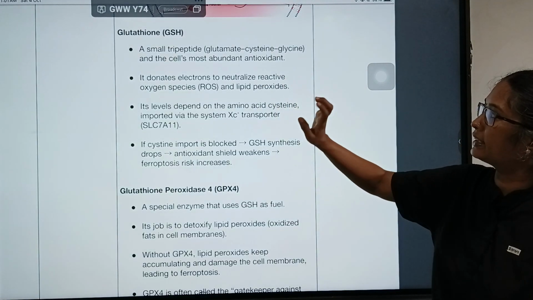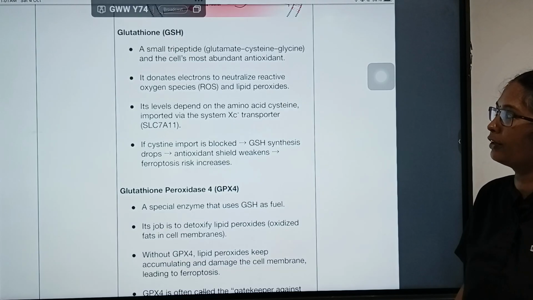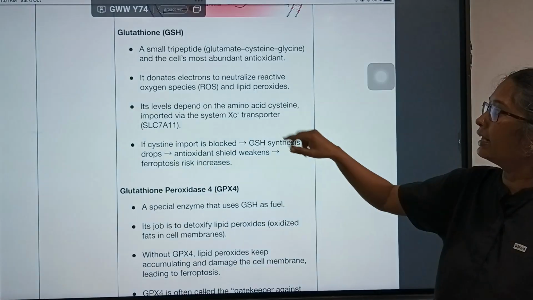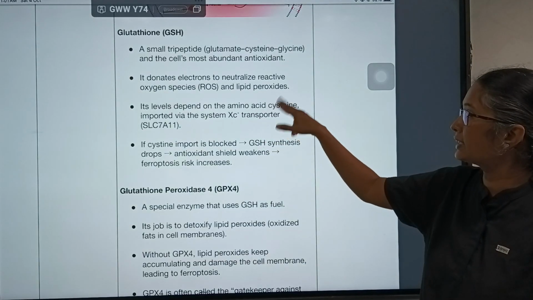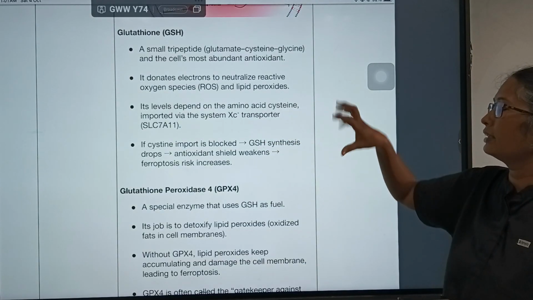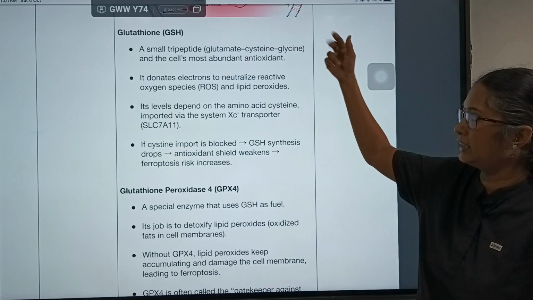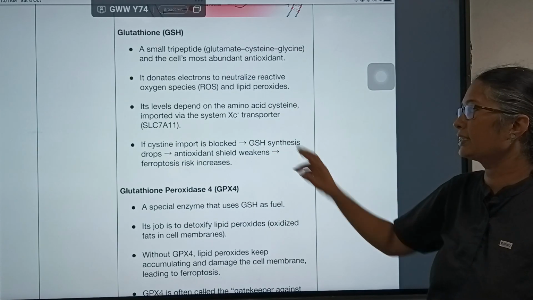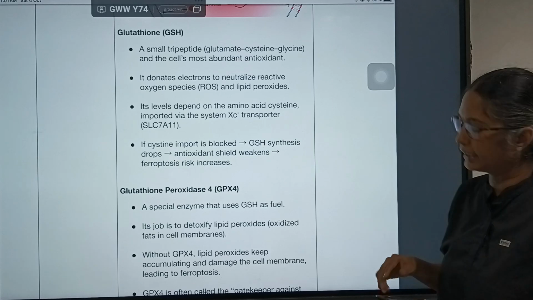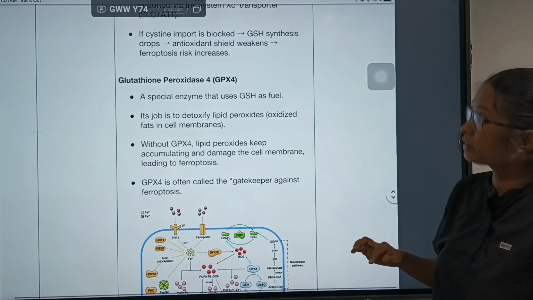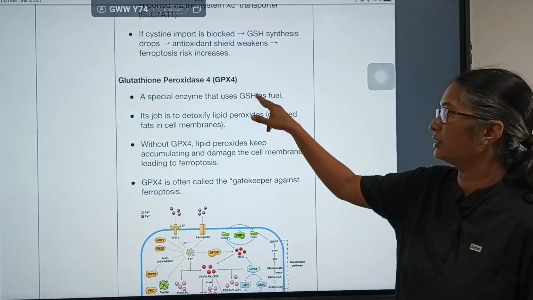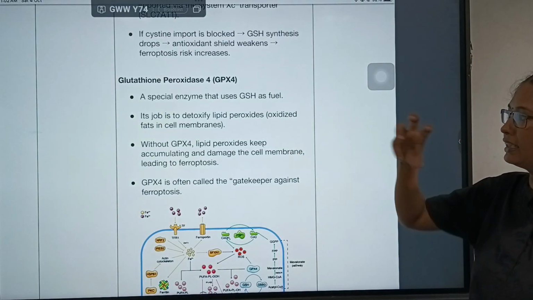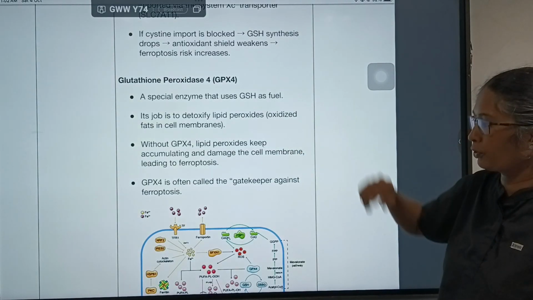Glutamate, cysteine and glycine are there, and it is the cell's most abundant antioxidant. It donates electrons to neutralize the reactive oxygen species, and its level depends upon the amino acid cysteine. So when there is a cysteine depletion, there is a depletion in GSH. If cysteine import is blocked, GSH synthesis is blocked, and ferroptosis risk increases. Glutathione peroxidase is a special enzyme that uses GSH as a fuel. So these two are the important antioxidants present inside a cell to prevent ferroptosis.